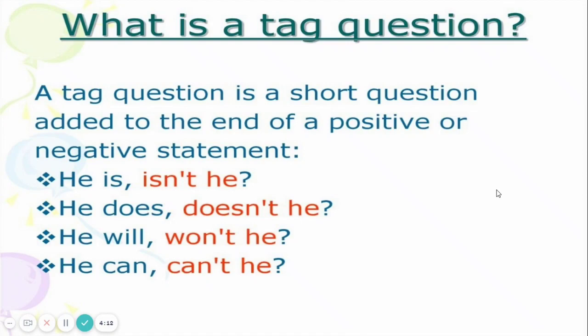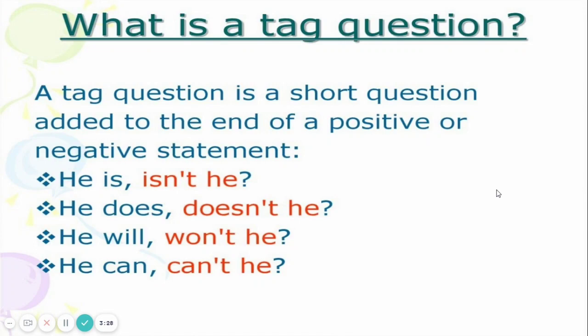A tag question is a short question added to the end of a positive or negative statement. What do we mean by a positive or negative statement? A positive statement is "he is", which we ask positively. Negative means we add n't, that is not, along with the verb. See the first example: "he is" is positive, and "isn't he" is negative. Second, "he does" is a positive statement, and "doesn't he" is a negative statement. We must remember that at the end we must put a question mark.